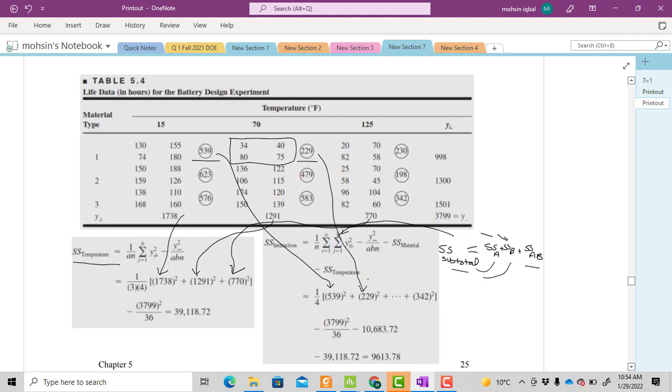Same is the case, we will take the sum of all of the treatments, all of the replications, and then we have gone through 342. Means in this dot dot dot we have a total of 9 values in this whole sequence. Then 3799 again is the sum of all of the values, and 36 is the number of total observations that has been considered in this study. So in this way we will calculate the sum of square of the interaction.